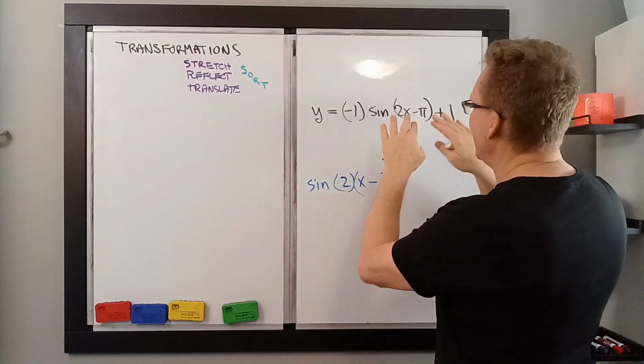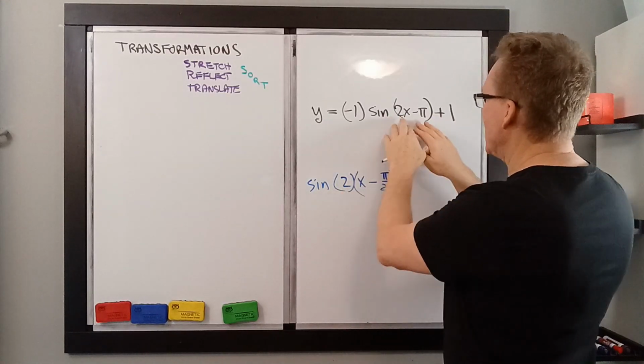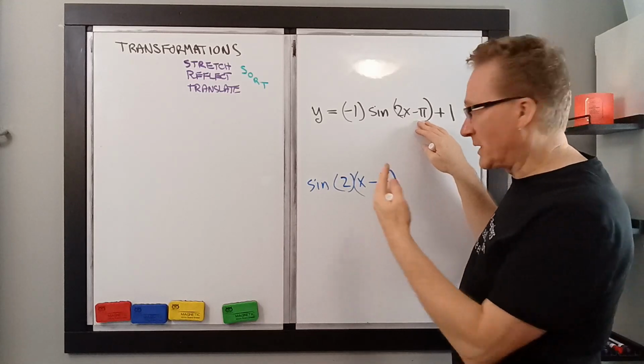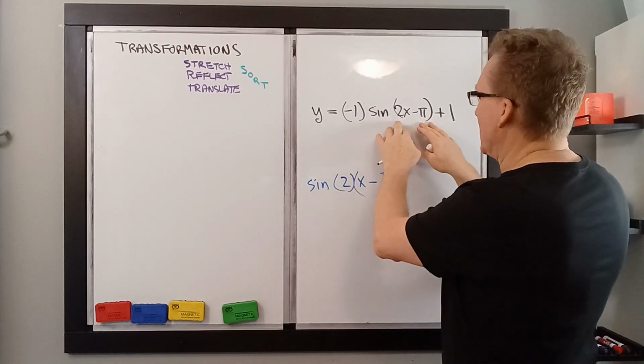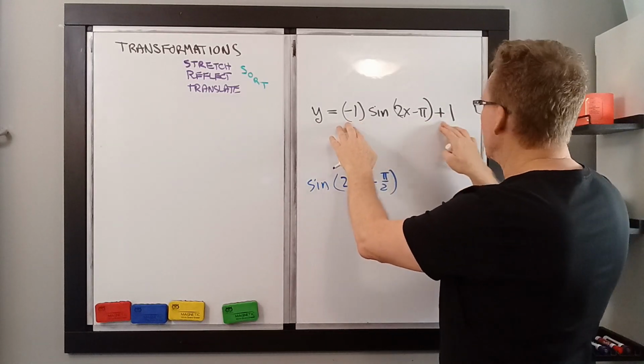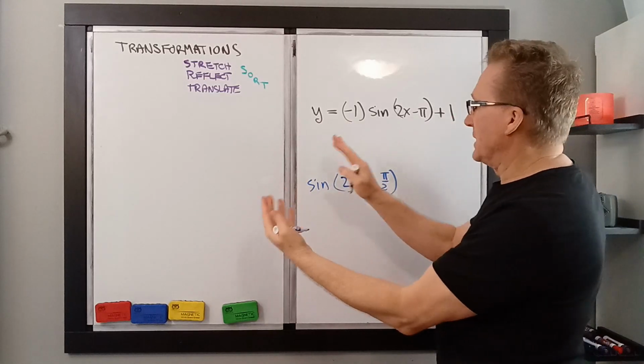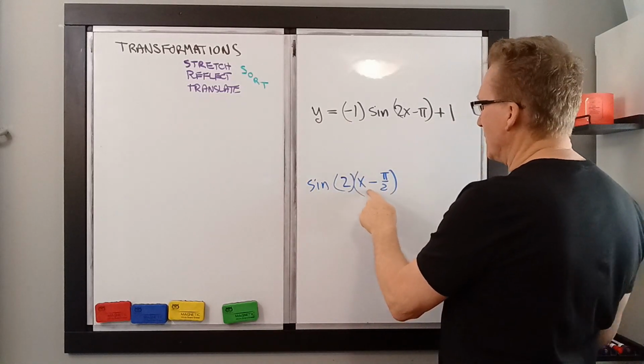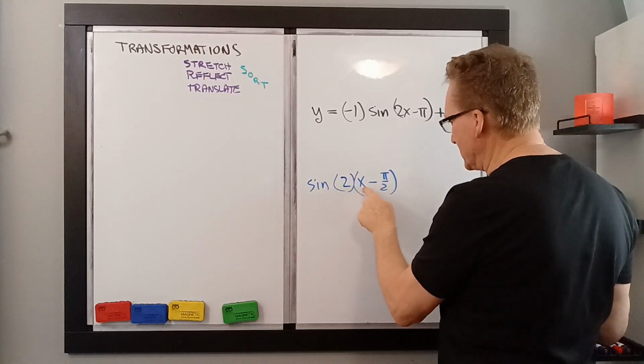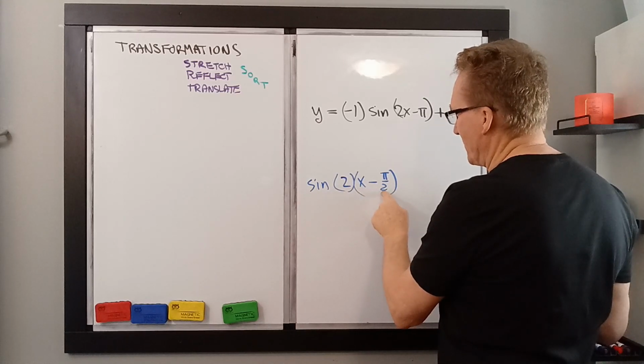So if something is inside the function like this, inside the function and tied directly to the x, it's related to the x. If it's outside the function like this one and this one, it's related to the y. So what we have here is we have a shift to the right in the x by pi over 2.